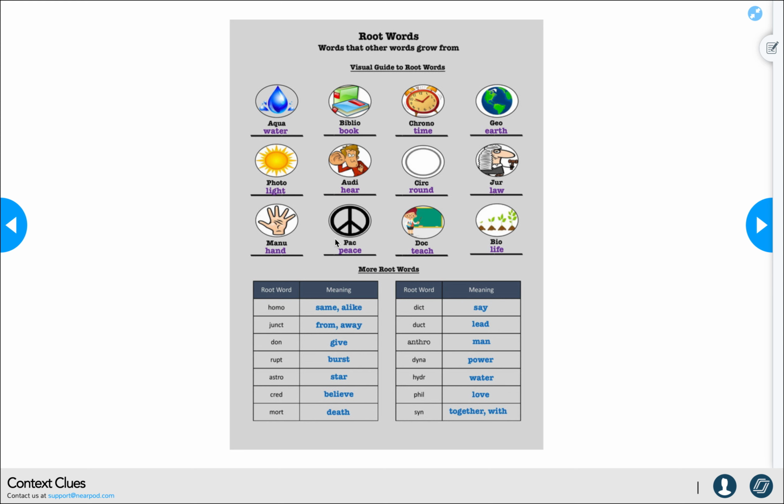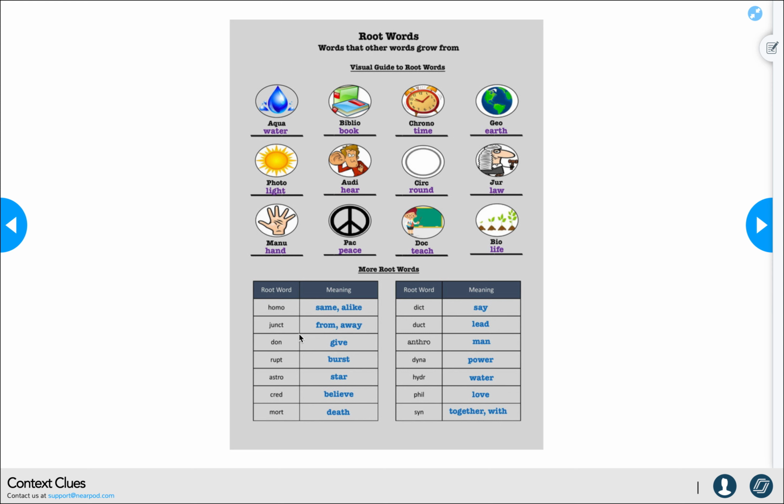But you can also think of pacifist. A pacifist is somebody that does not like violence. They are into peace. For doc, think of documentaries. They're movies that teach you things. Many of you probably do not like documentaries. I love them. Biology, again, many of you have taken biology, and that was a study of life.